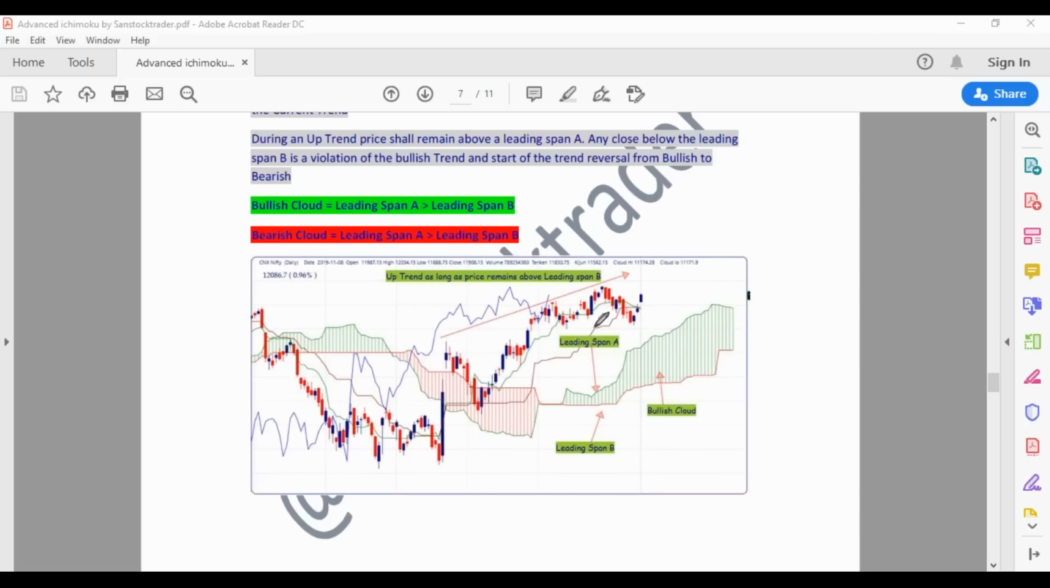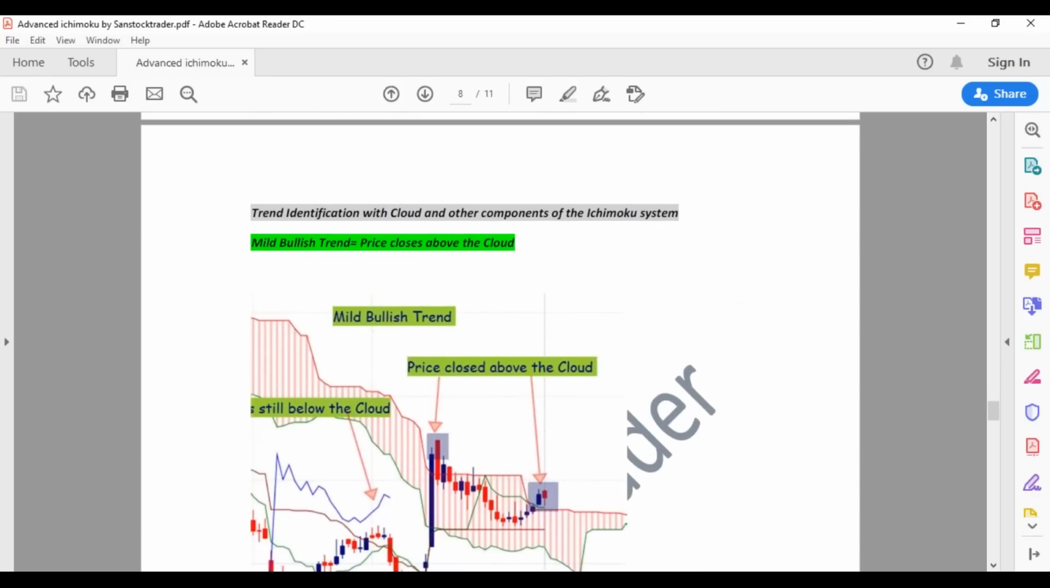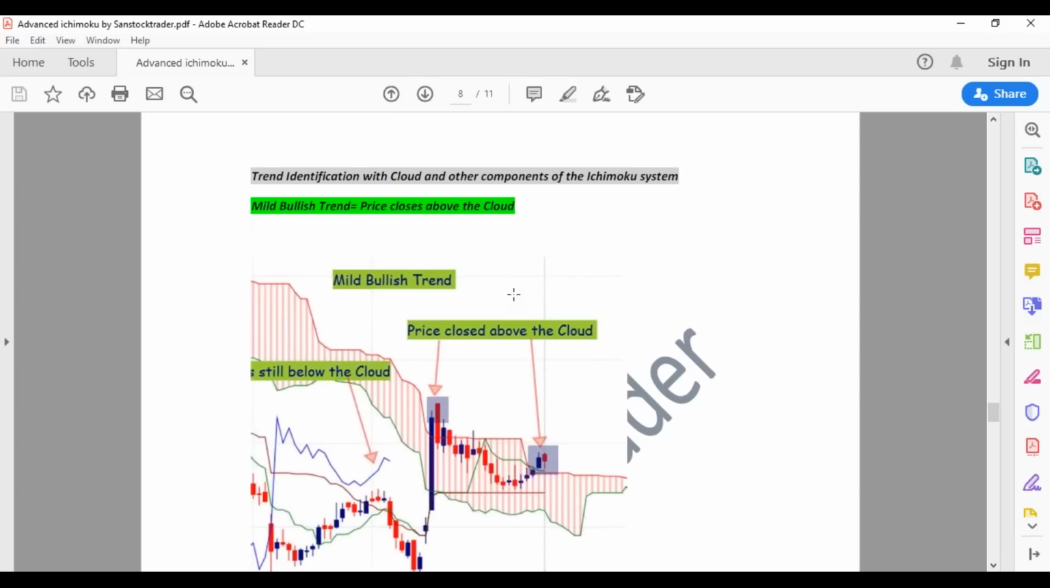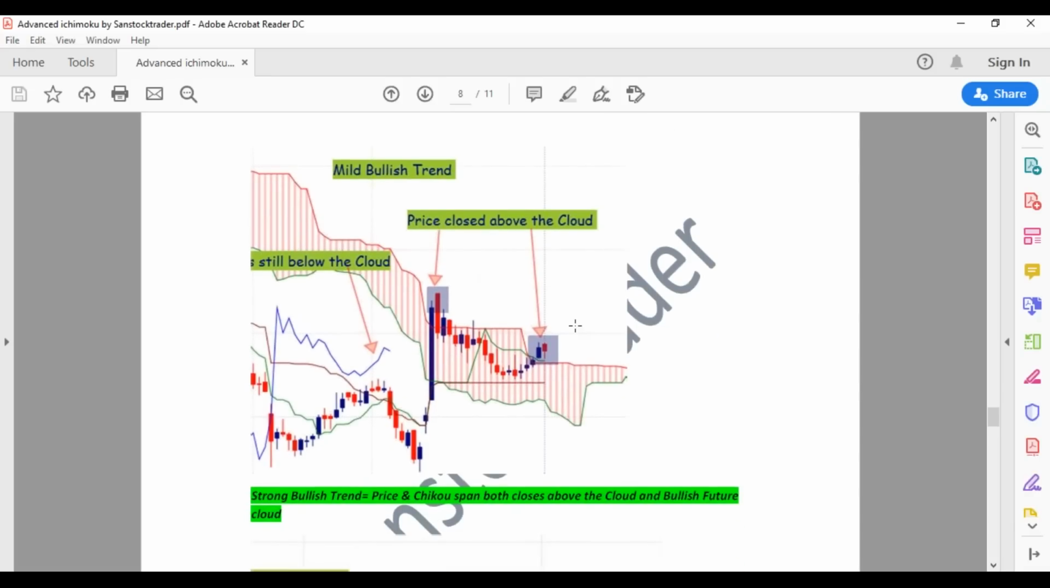So here what we are going to do, just like the Kijun-sen strategy, we are going to use the pullback toward the cloud instead of the Kijun-sen. And one more thing, I'm going to talk about the other components of the Ichimoku and their correlation with the cloud, but that we will discuss later.